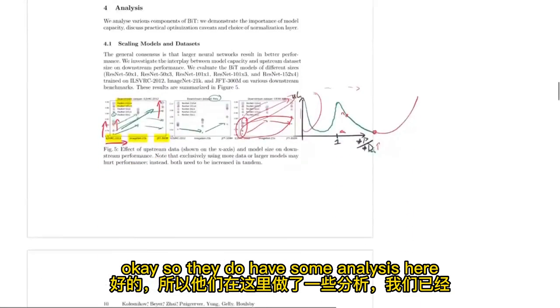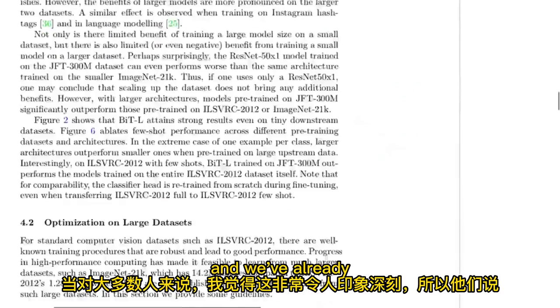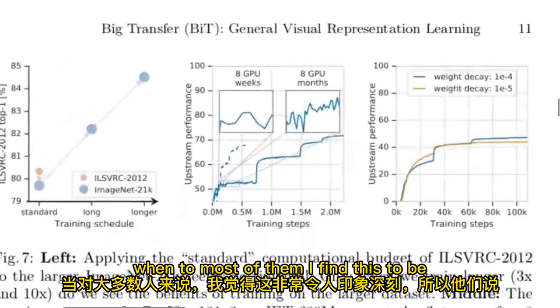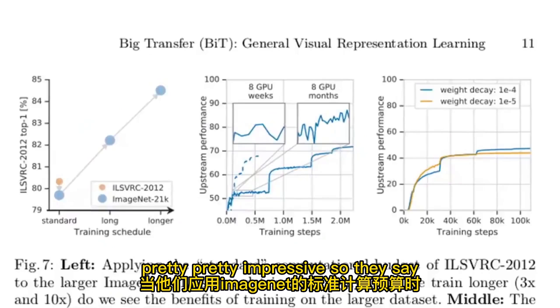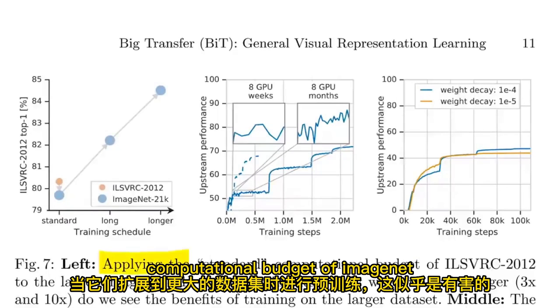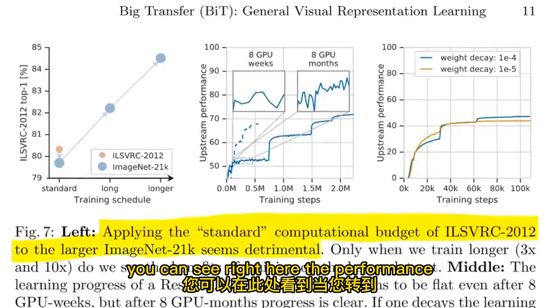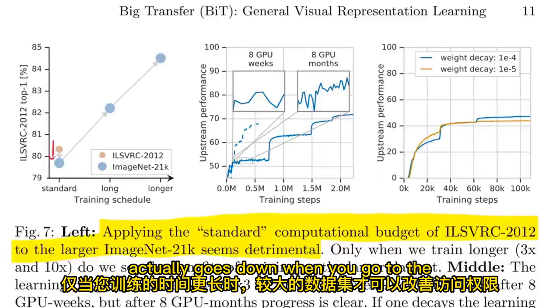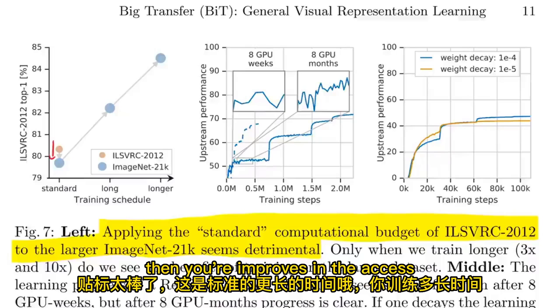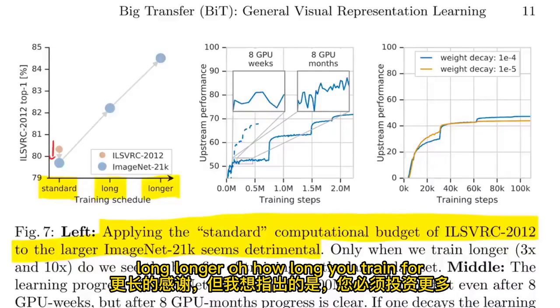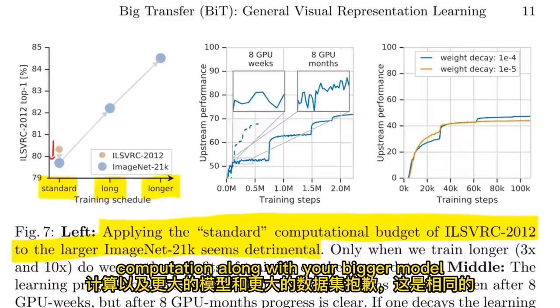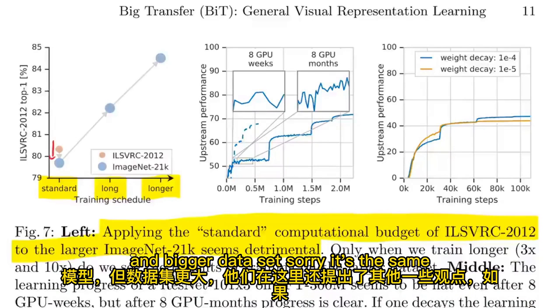Okay, so they do have some analysis here, and we've already gone through most of it. I find this to be pretty impressive. So they say, when they apply the standard computational budget of ImageNet pre-training, scaling up to the larger data set seems detrimental. As you can see right here, the performance actually goes down when you go to the larger data set. Only if you train longer, then it improves. The axis labeling is just amazing here. Standard, long, longer. Oh, how long you train for? Longer. Thanks. But I guess the point is taken that you have to invest more computation along with your bigger model and bigger data set. Sorry, it's the same model, but the bigger data set.